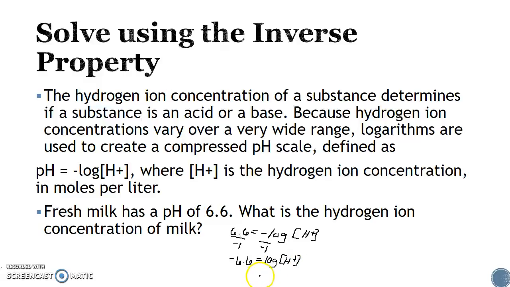Now, the inverse property tells us that the inverse of a logarithm is to use a base of 10. So I'm going to put that on both sides. I'm going to make the negative 6.6 be the exponent for the 10. And I'm going to make the log of H+ be the exponent on the 10. So the inverse property tells us that these two are truly inverses and cancel each other out. So after this step, I have 10 to a power of negative 6.6 is equal to H+.